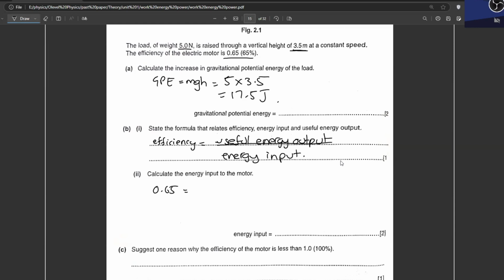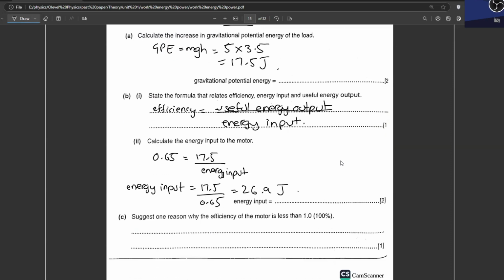Your useful energy output is 17.5 divided by energy input. Can you calculate the energy input? Let's take energy input to the other side. Energy input is equal to 17.5 divided by 0.65. Dividing by 0.65, this comes out to be 26.9 joules as your energy input.